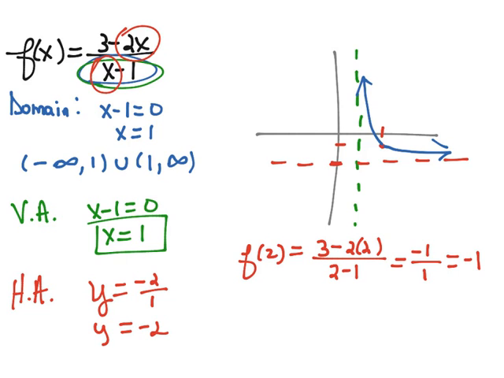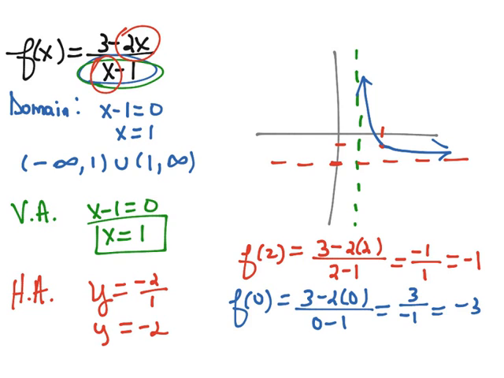Now, let's also choose a point on the other side of our vertical asymptote. So, for example, let's choose 0. We would have (3 minus 2 times 0) over (0 minus 1), which would be 3 divided by negative 1, which is negative 3. So at 0, our graph is at negative 3. So to stay between our asymptotes, we see that our function would have to look like this.